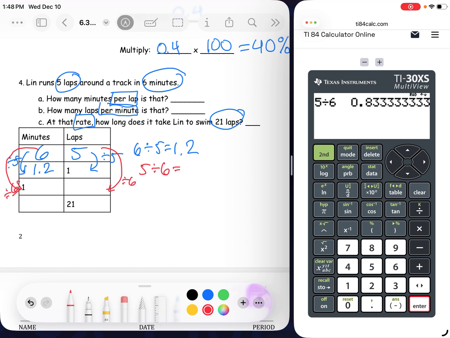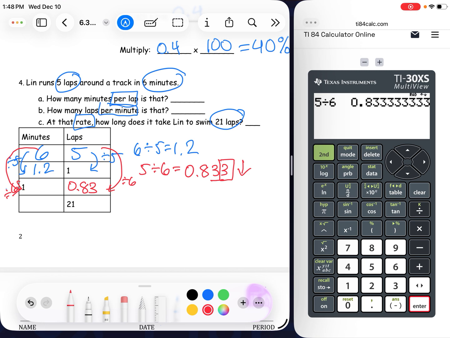a number with a repeating decimal, 8.3333 repeating. We're just going to round it to the nearest hundredth. So to round to the nearest hundredth, underline that hundredth place value. I look at the place value to the right. Does that round up or down? That rounds down. So we round that to 0.83 laps per minute.